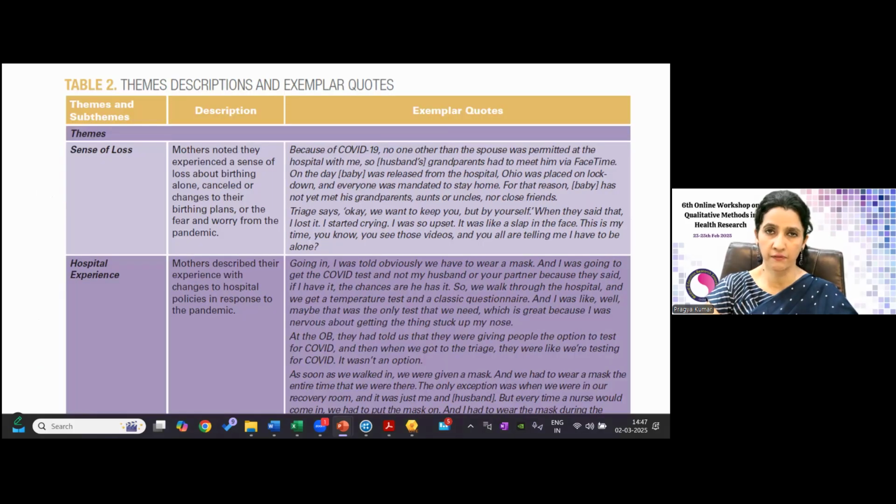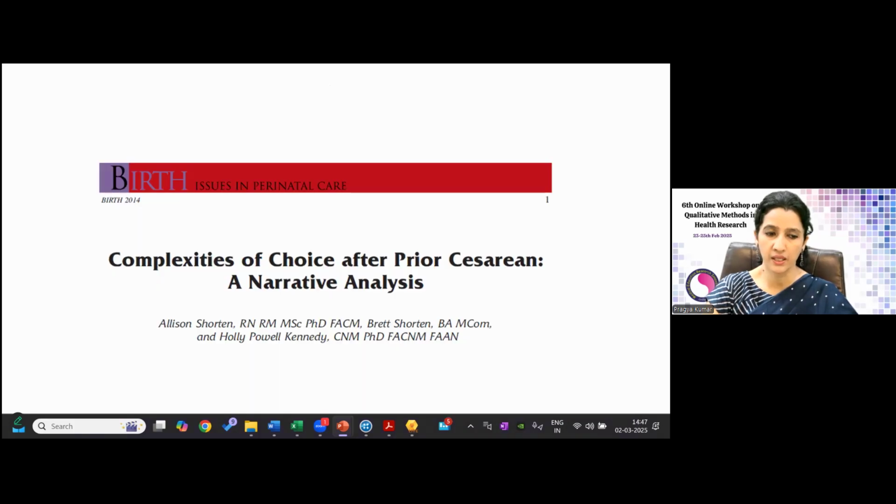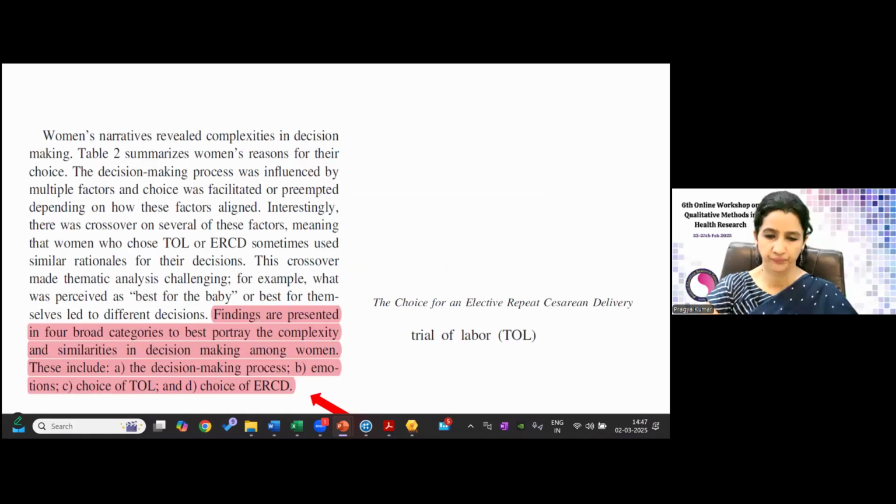The author has given the description like this. He has divided the whole into theme, description, and exemplar quotes. Again, this is another narrative analysis: The complexity of choices after prior cesarean section, a narrative analysis. Again, the findings are presented, if you see, in 4 broad categories.